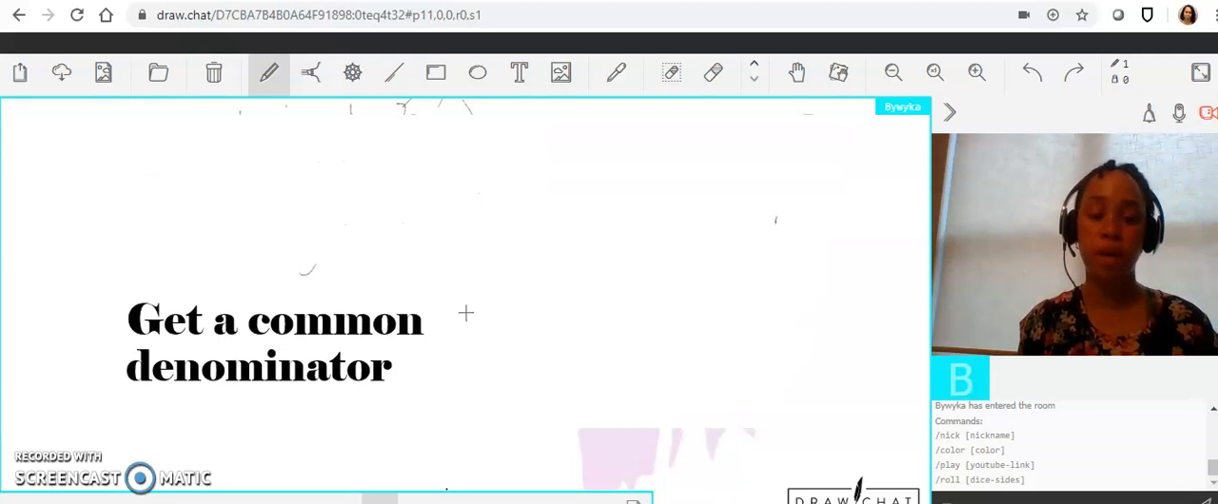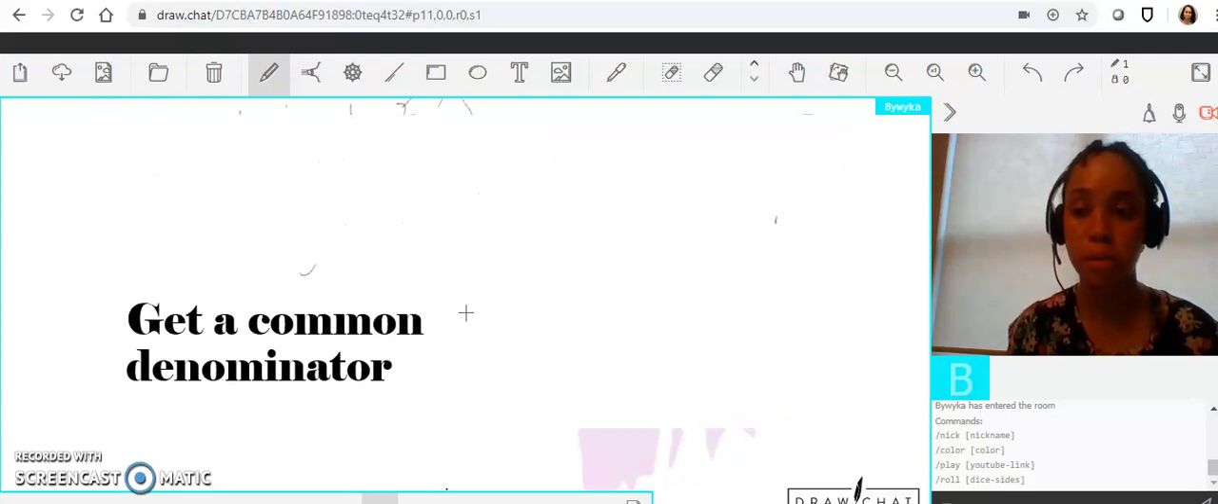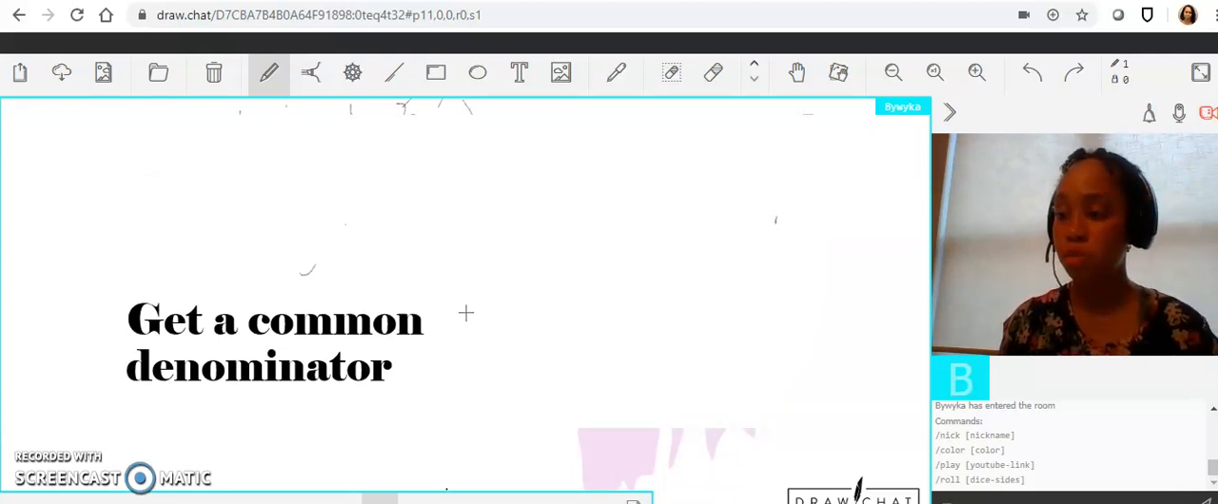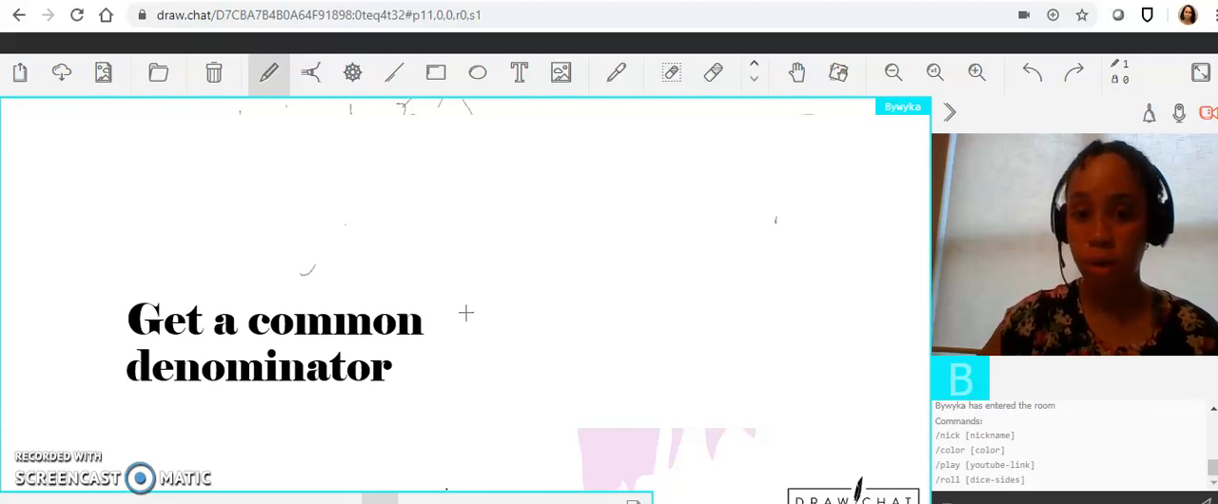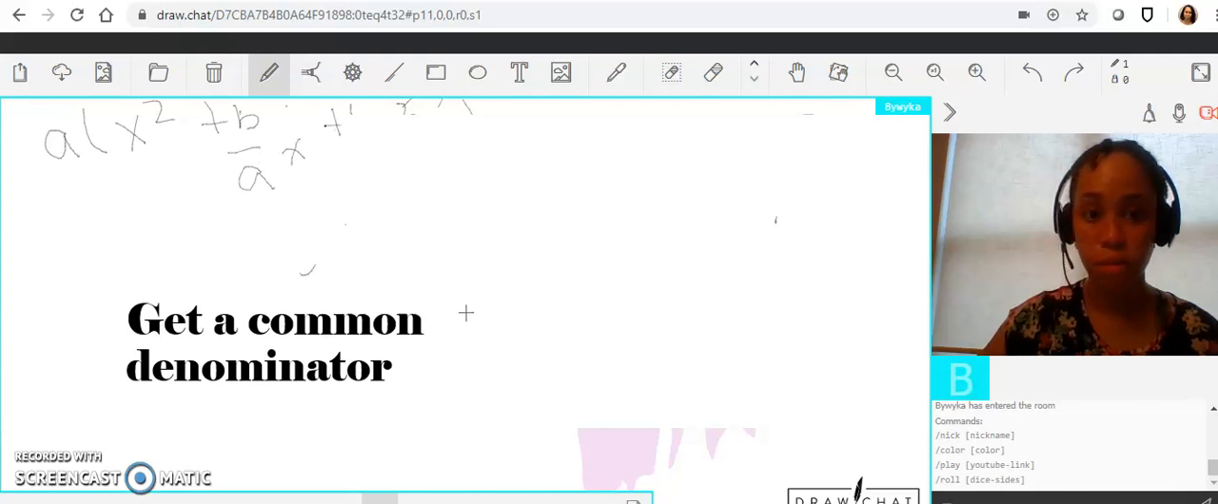All right, so now we need a common denominator for the right side. So we want to combine those terms that we just found on the right side, and we need a common denominator first to be able to do that. So let's write what we have first. Let's start off with that. So we have a times x squared plus b over a x plus b squared all over 4a squared.